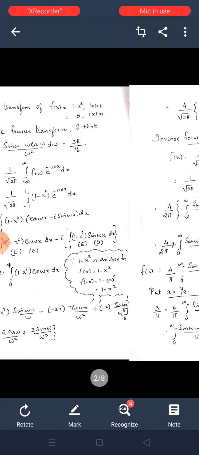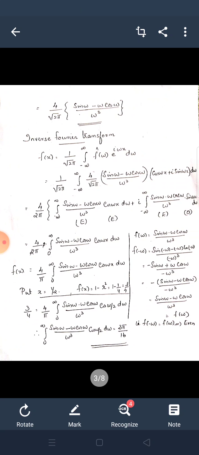So from this we can write 4 by root of 2π, that is 2 into 2, 4 by root of 2π, (sin ω − ω cos ω) by ω³. So this is the Fourier transform. Now we have to find the inverse Fourier transform. That means you have to find f of x.